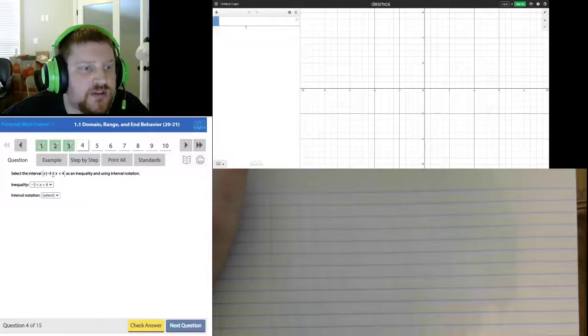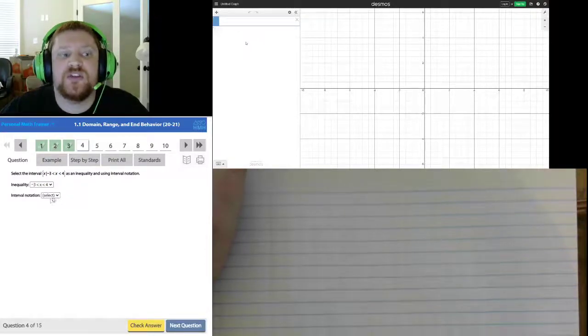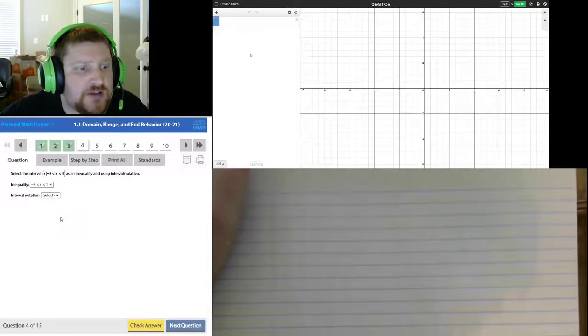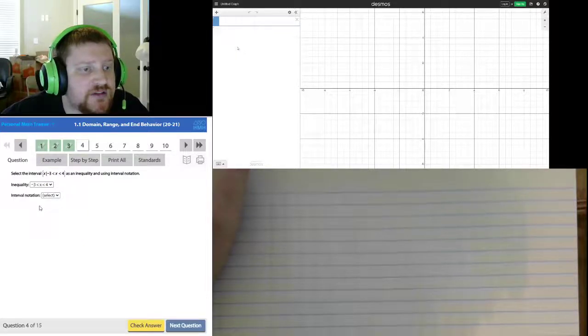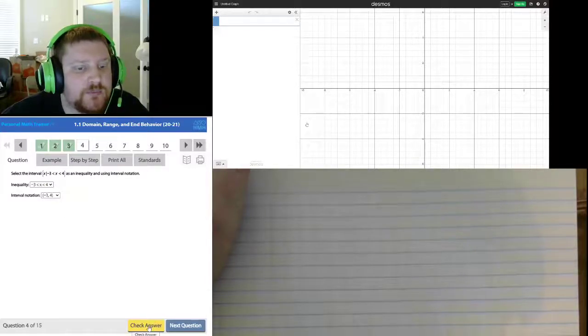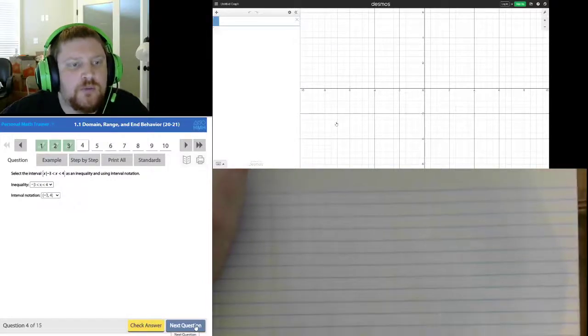And since both of these are just less than signs with no bar under it, we're looking for open parentheses on both. That's closed parentheses on both. That is closed on the left and open on the right. There is our double open parentheses though. Moving on to number 5.